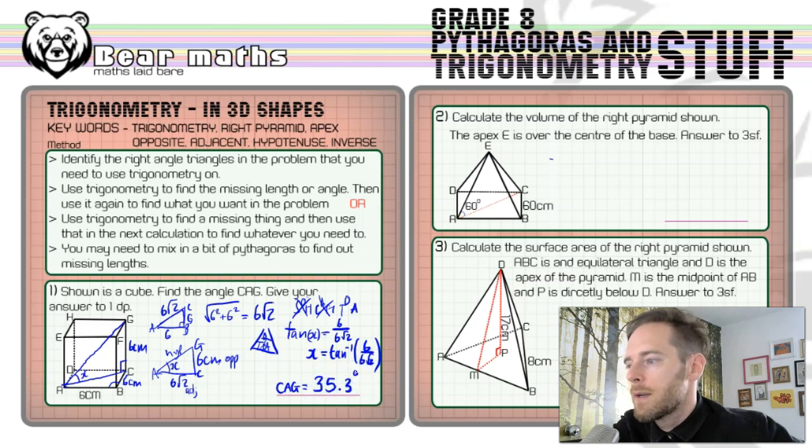All right, I hope that makes sense. It's a tricky problem, but it's just Pythagoras and trigonometry combined. It's about slicing it up and finding that bit that you need. Okay, right, let's have a little look at this second question there.